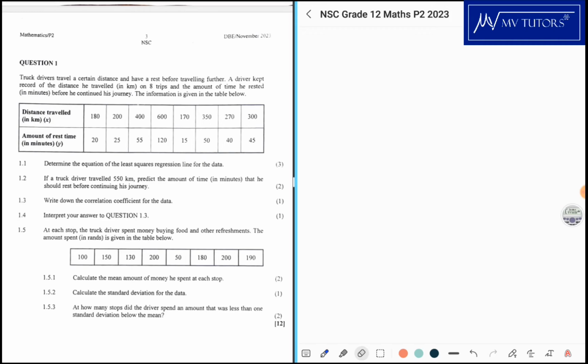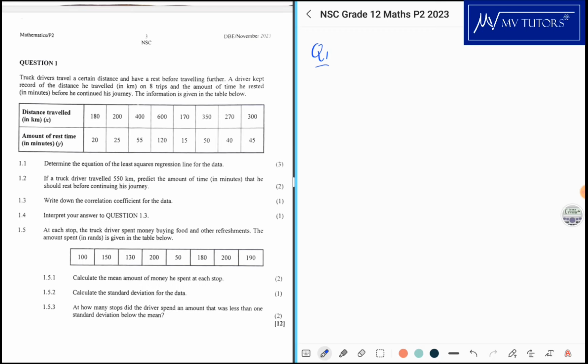Alright, so let us begin with question 1. It says, truck drivers travel a certain distance and have a rest before traveling further. A driver kept record of the distance he traveled in kilometers on 8 trips and the amount of time he rested in minutes before he continued his journey. The information is given in the table below.